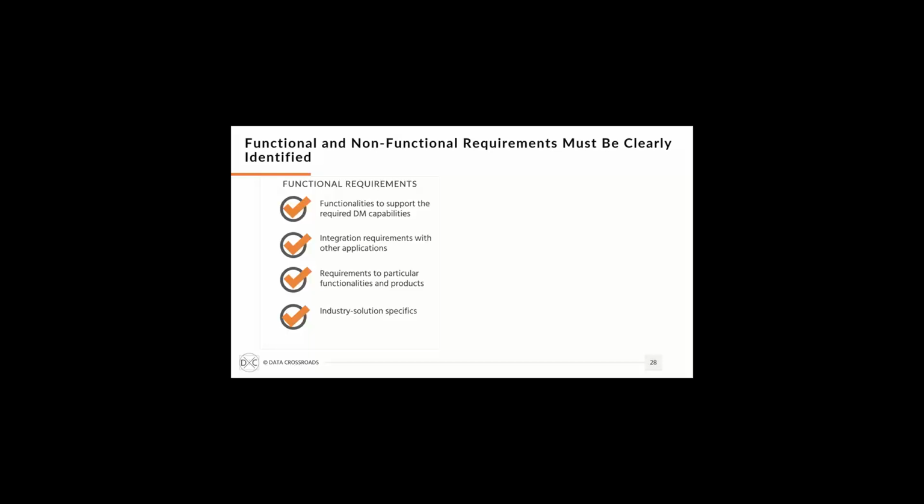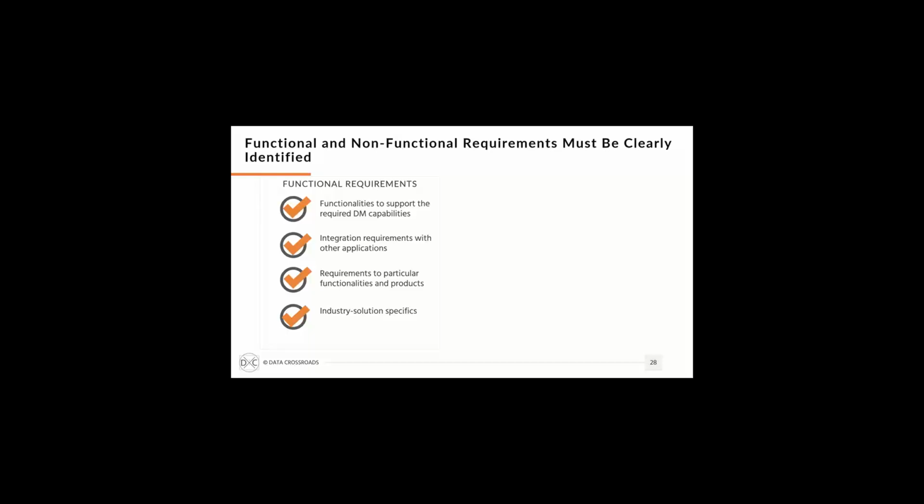Let's briefly take a look at the examples of functional and non-functional requirements. Let's first start with functional requirements. The first type is functionalities to support the required data management capabilities. And they will intensely depend on the nature of your software solution and required data management capabilities. For example, requirements for a data lineage tool will differ from those for a data quality solution or a data catalog.